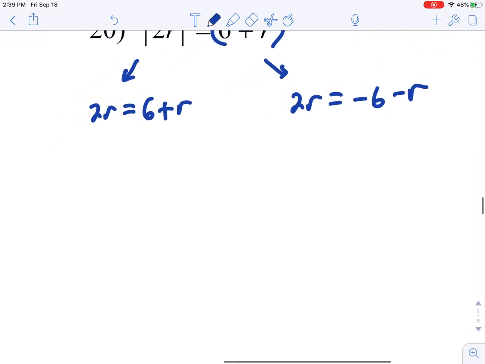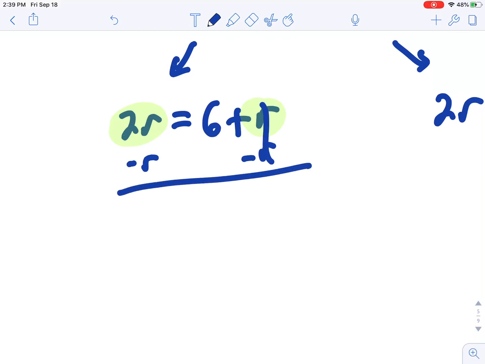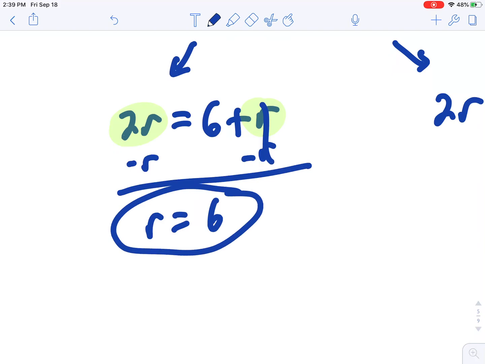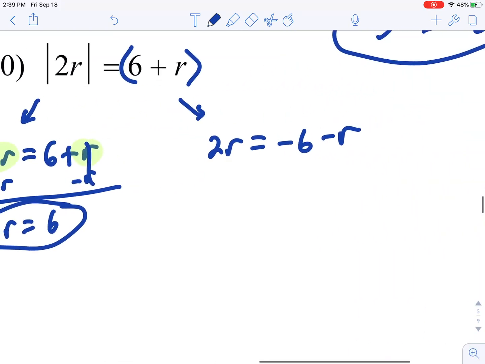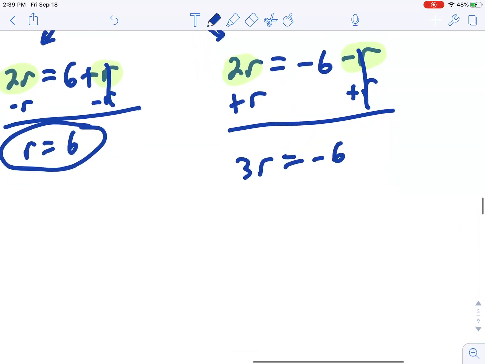And let's work this out. First one, I've got like terms here and here. I need to get them together, so I'll subtract r. 2r minus r is r. Bring down the 6, and we're done there. This one, this side, we need to get those r's together, so I'm going to add r to both sides. Uh-oh. 3r equals negative 6. Divide by 3. r equals negative 2.